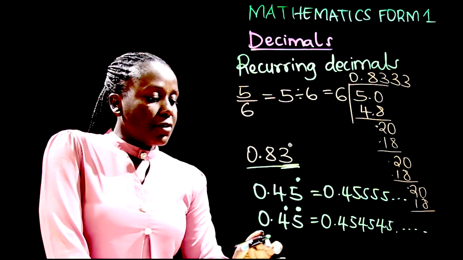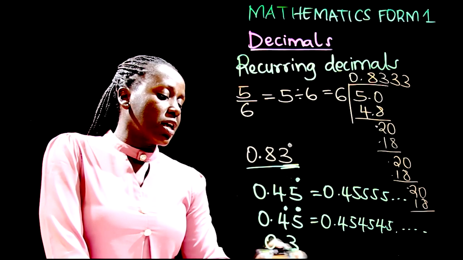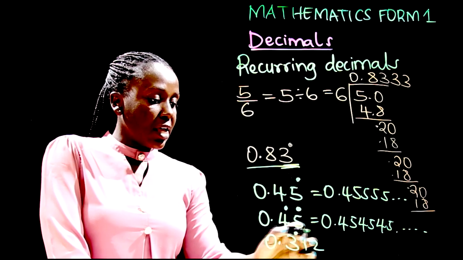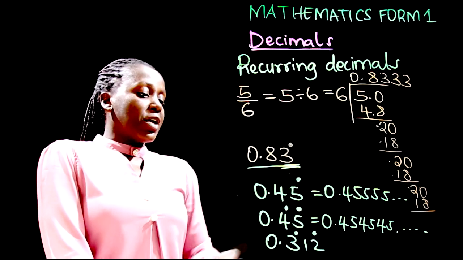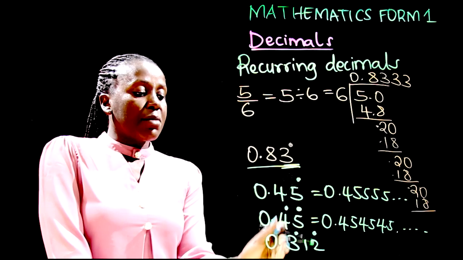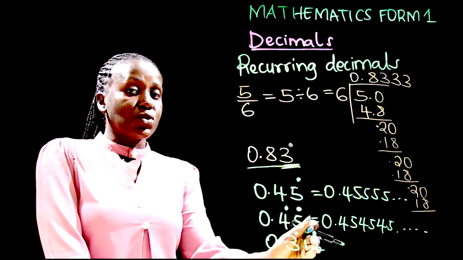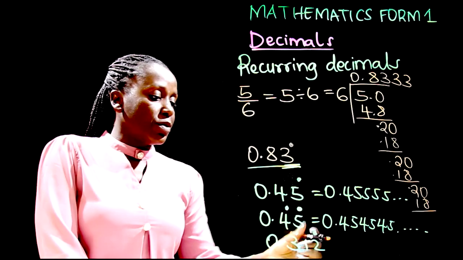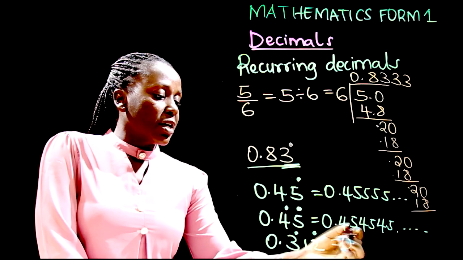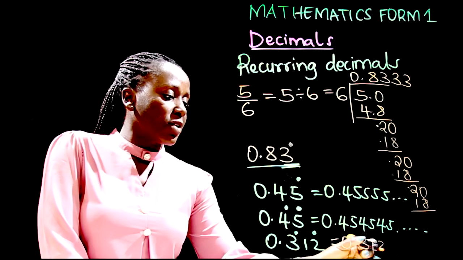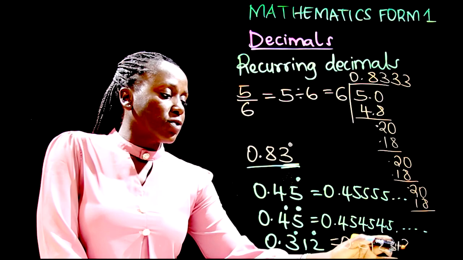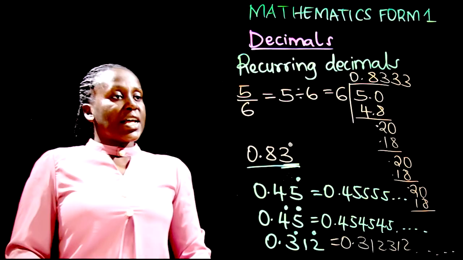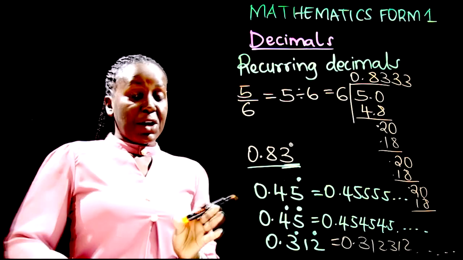Now if you have 0.312 and then we have the dot on 3 and 2, this means that the whole number beginning from 3 all the way to 2 is repeating itself. So this would be equal to 0.312, 312 and so on.